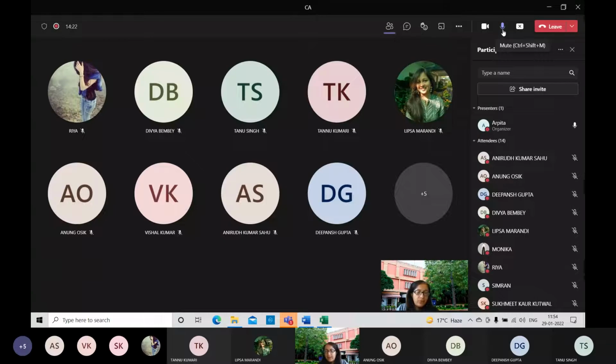Fine. Has anybody been able to do the second entry? Please tell me what is the second entry.